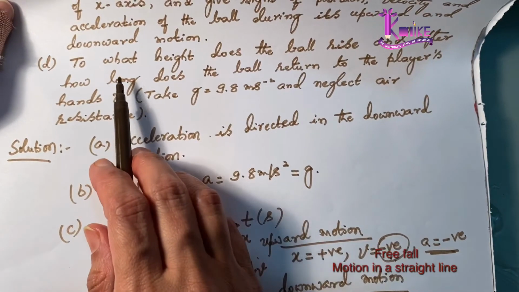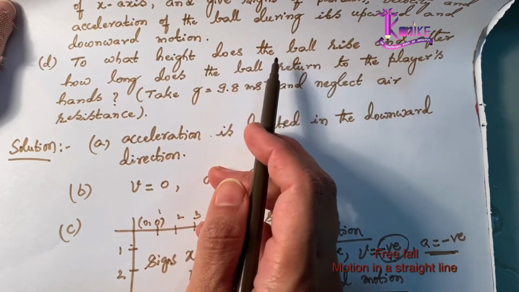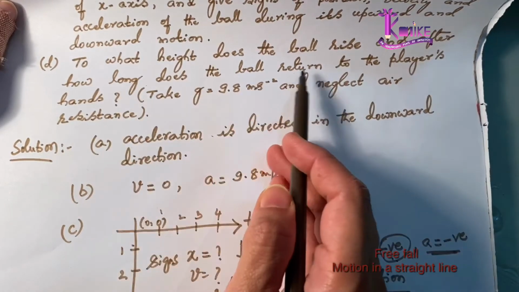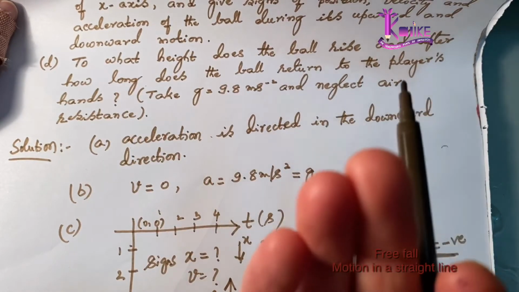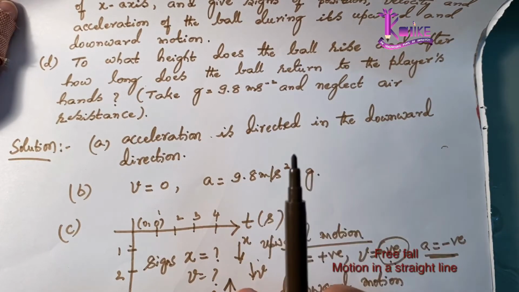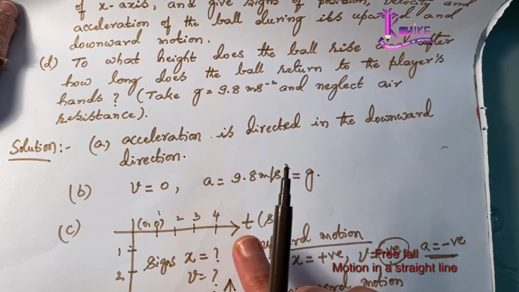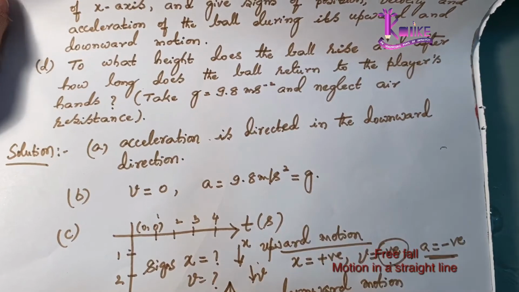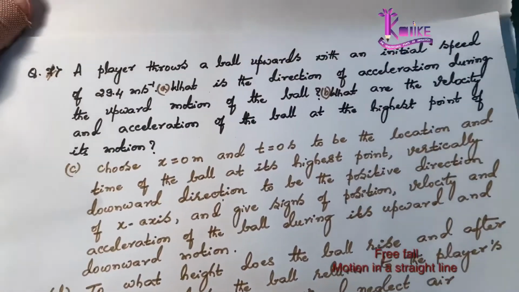The next question: to what height does the ball rise, and after how long does the ball return to the player's hands? So you have to calculate the maximum distance that the ball travels, and then the total time. He is throwing the ball up and then catching it back. So you have to calculate the time it takes to reach the maximum height and then come back to the initial position. So total time taken is the time of ascent plus the time of descent. To do that, we have to do a simple calculation, for which I will first write down what we have.